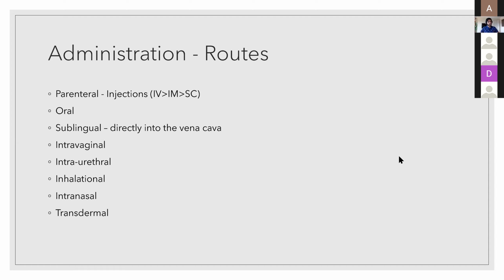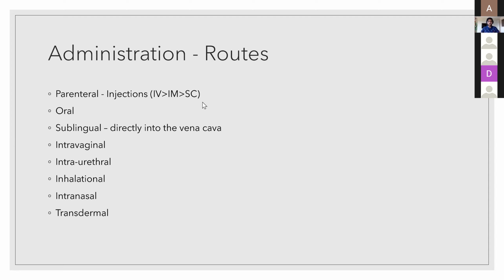And with administration, we need to also be aware of the different routes we can take. You don't necessarily need to memorize all of these, but you do need to understand what they mean. So first, we can inject the drug into the patient. There are 3 forms. We've got intravascular, going straight into the veins and then into the circulation. We have intramuscular, which goes into the muscle. And we also have subcutaneous, which goes into the fatty layer just under our skin.